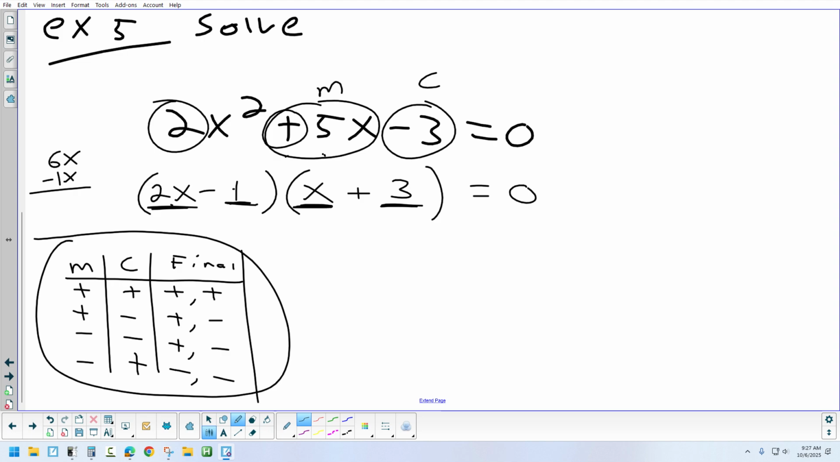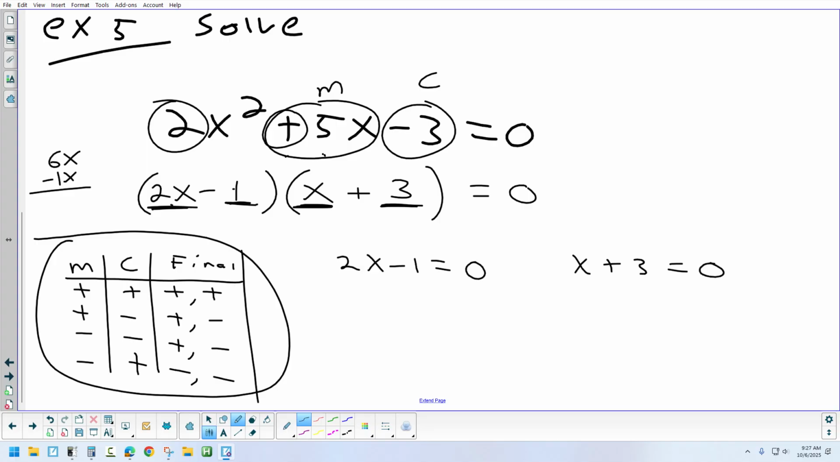So that's the hard part. We've taken this and we factored it into two factors. Now we have to set each one of these factors equal to something. Anybody remember what you set each factor equal to? 0. Yep, set them each equal to 0. So either 2x minus 1 equals 0, or x plus 3 equals 0.